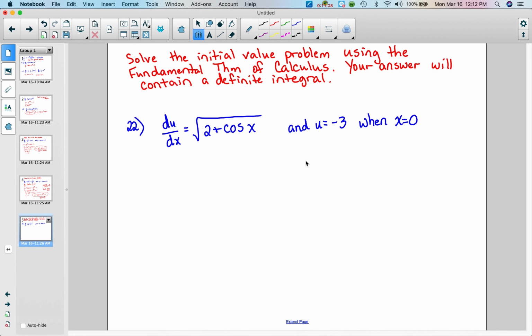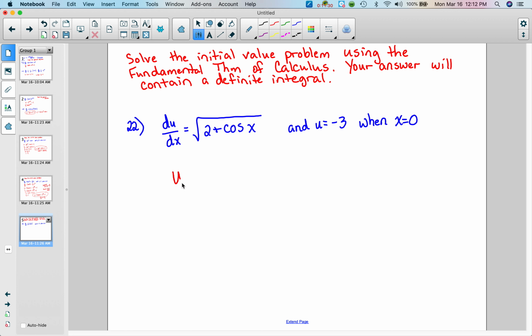Okay, so this problem is actually not hard, but it's going to be a little bit confusing. It's: solve the initial value problem using the fundamental theorem of calculus. Your answer will contain a definite integral. So basically, I'm going to tell you what the answer is, how you get it, and then I'm going to explain to you why that works.